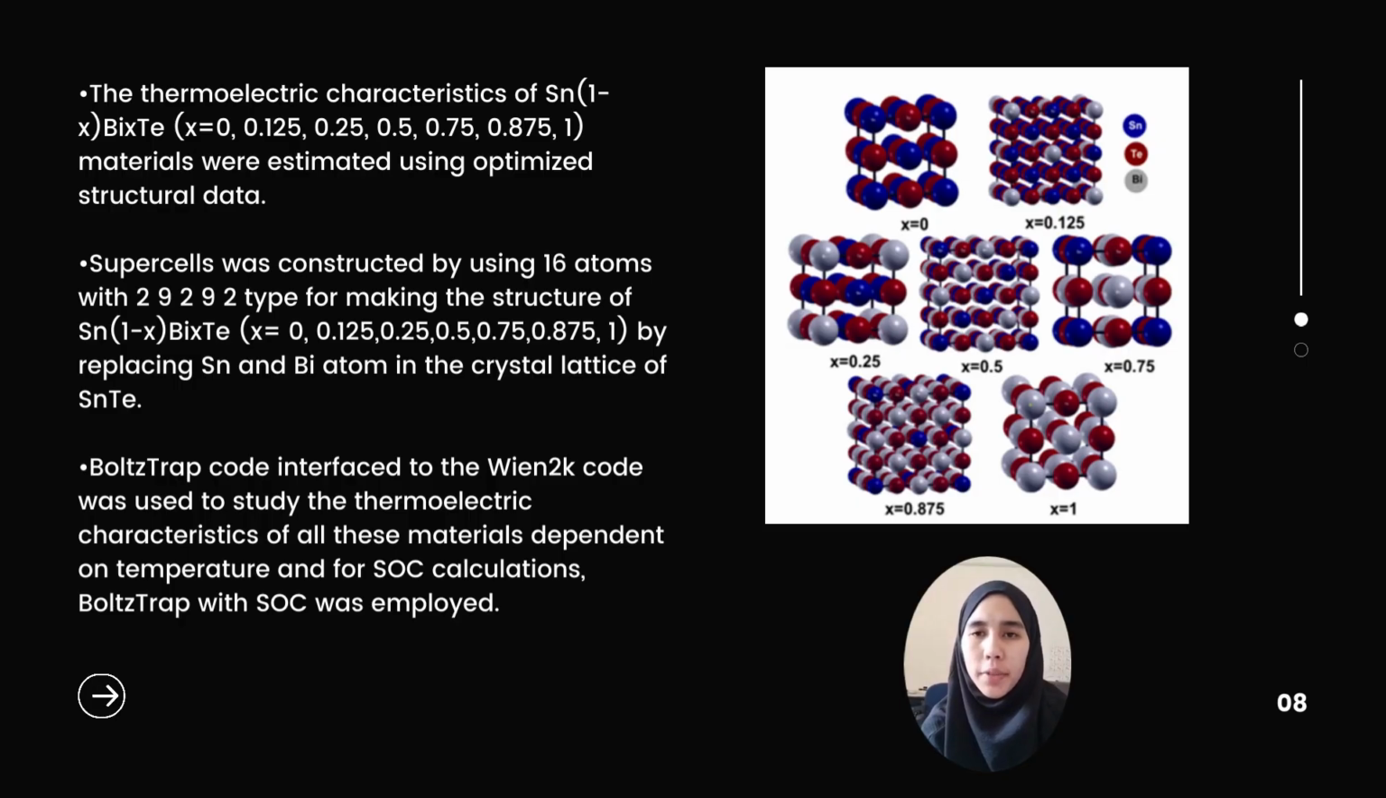Apart from that, the thermoelectric characteristics of the material were estimated by using optimized structural data. And a supercell was constructed by using 60 atoms with a 2x2x2 type for making the structure of that material by replacing Sn and Bi atoms in the crystal lattice of Sn and Te. And lastly, BoltzTraP code interfaced to the WIEN2k code was used to study the thermoelectric characteristics of all these materials dependent on the temperature, and for SOC calculation, BoltzTraP with SOC was employed.